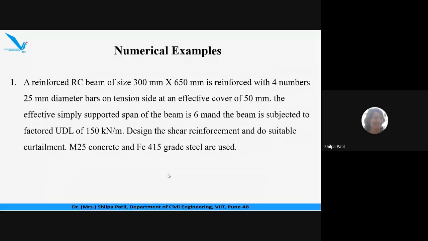But here in this problem, the effective span of the beam is directly given, which is 6 meter. Then the beam is subjected to factored UDL, that is uniformly distributed load. So the factored load is also given. There is no question of applying the partial safety factor and converting the working load into factored load. That step is not required. Directly the factored load is given. Grade of concrete and steel is also given. So for this given data, we have to design the shear reinforcement. Have you noted down this problem statement?